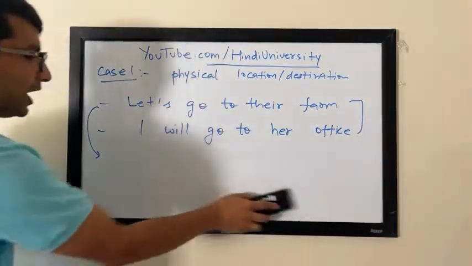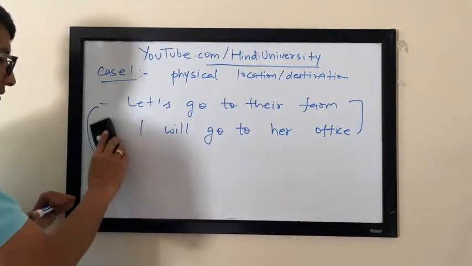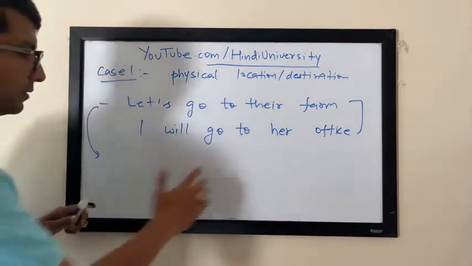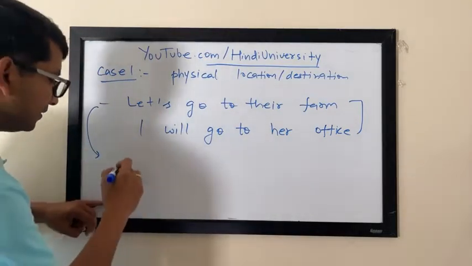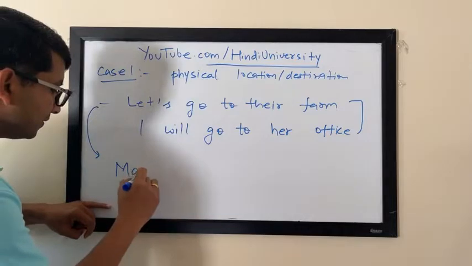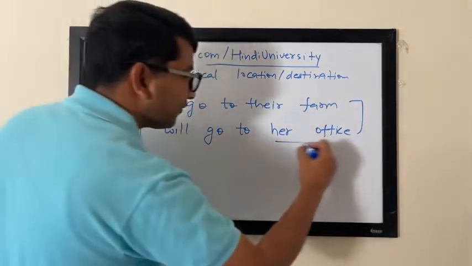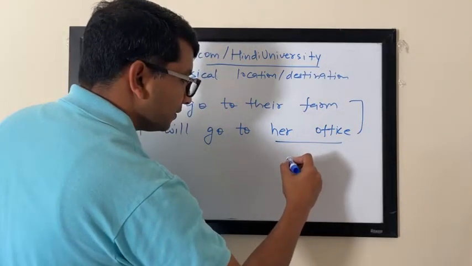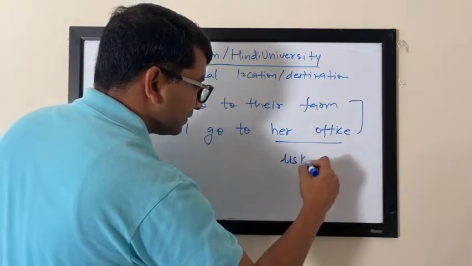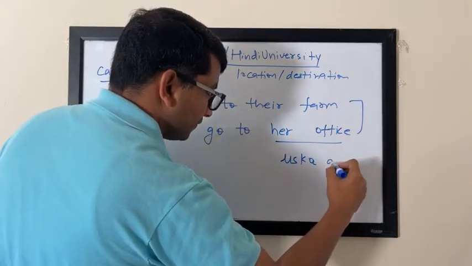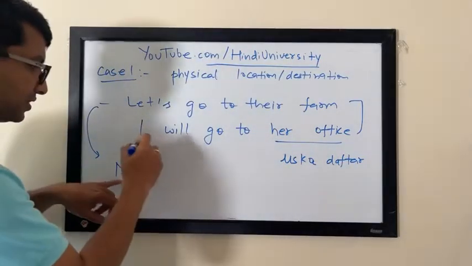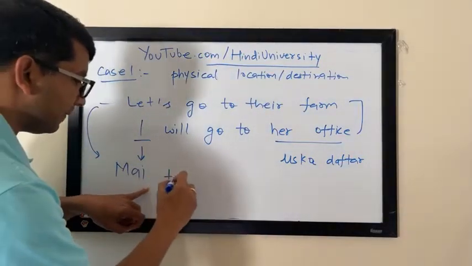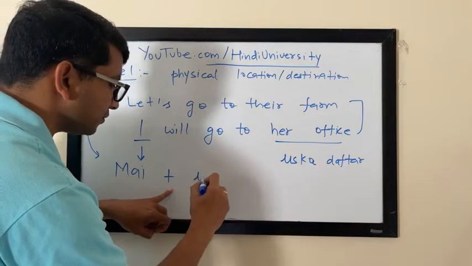Radhika ji, you want to do this one? I will go to her house. Go for it. मैं उसके दफ्तर जाऊंगी. Okay, try to break it down. Her office is? उसका दफ्तर will become उसके दफ्तर. Uska daftar. Okay, so you have मैं, which is I, and then her office is uska daftar.